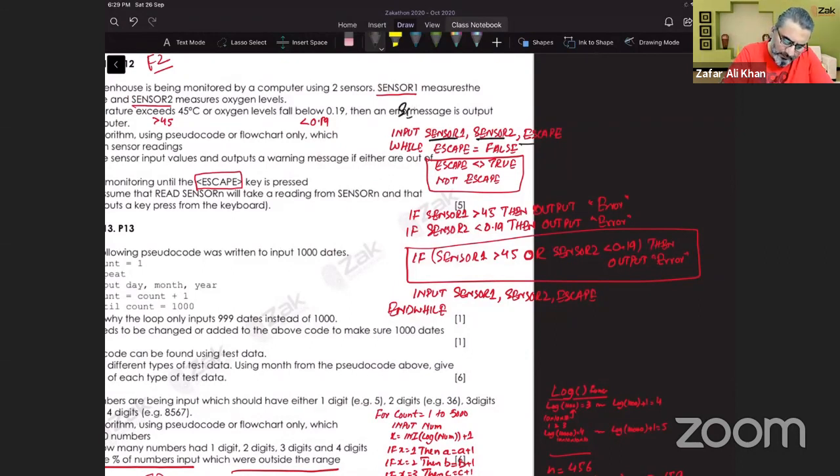So sensor 1 is equal to 0, sensor 2 is equal to 0, and escape, we have no idea what escape will be, so we just make it 0. Maybe it's a sensor input that tells 1 if the escape key is pressed, so I'll say 0 if it is not pressed. Anyways, whatever it is, we don't care about it, just move on.